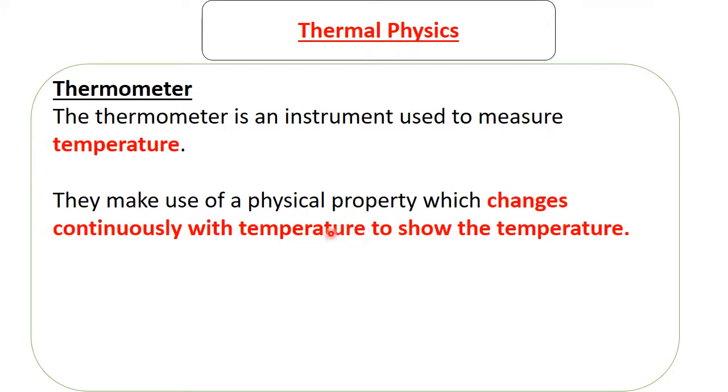So the way they do that is they use different physical properties which change when temperature changes. One example of such a property can be thermal expansion. So you can get an object, then use the property of thermal expansion such that when the temperature changes, whatever object you are using is going to expand, and by the extent of expansion you should be able to tell the temperature. So there are different physical properties, but thermal expansion is just one example.